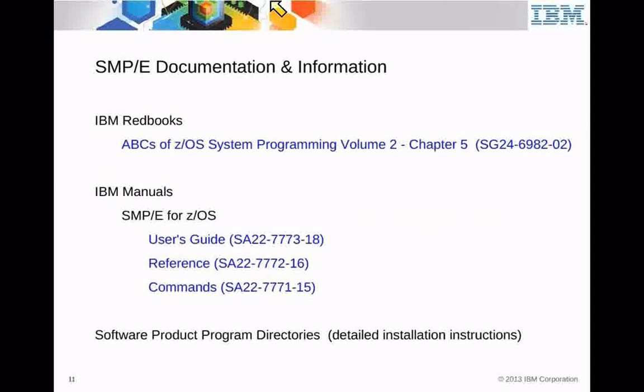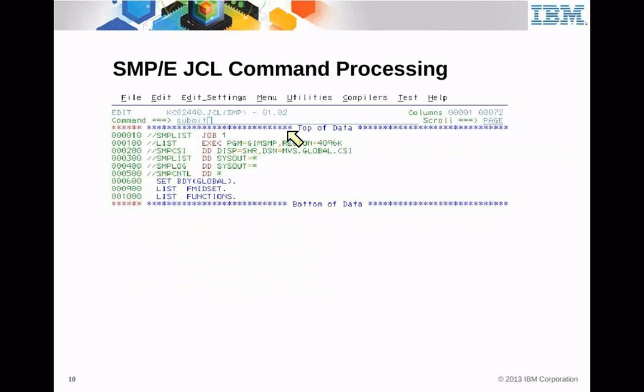Here's an example of running SMP in batch. Notice I'm executing program GIMSMP. So what do you surmise the three-character designation is for SMP? It's GIM. So if you see GIM messages, that's SMP. So this is running in batch, and that program, GIMSMP, is actually looking for SMP CSI. That's what's hard-coded inside of there.